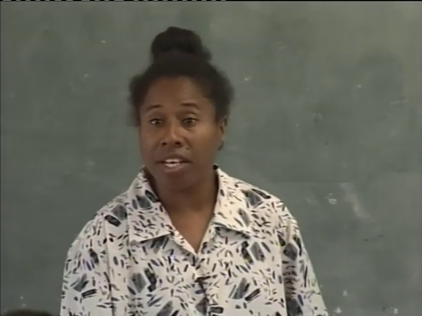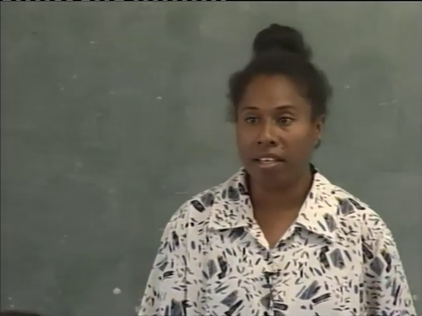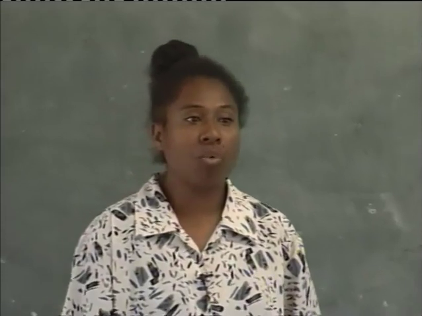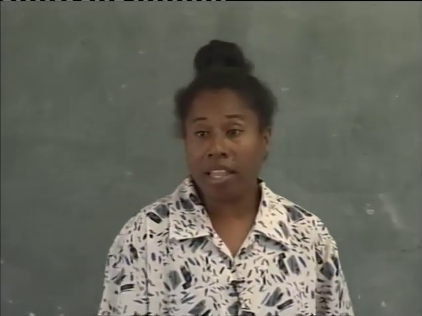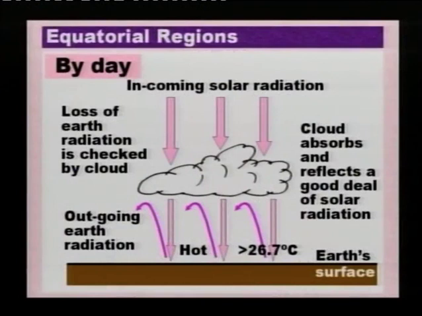Generally, we looked at two different areas: the equatorial region by day and by night, and the desert region by day and by night. Looking at the equatorial region, first of all, incoming solar radiation is checked by the clouds that are found and formed in those areas. Therefore, not all the radiation comes through to the surface. A certain percentage is reflected back. At the same time, whatever is already on the surface does not all escape during the day, because the clouds act like a blanket to prevent the loss of heat on the Earth's surface.